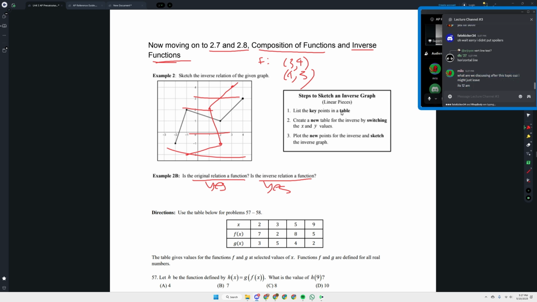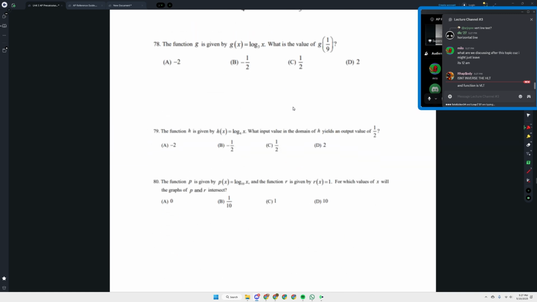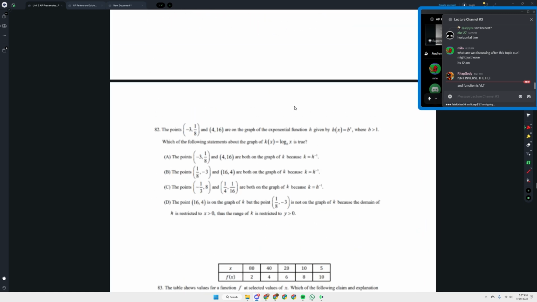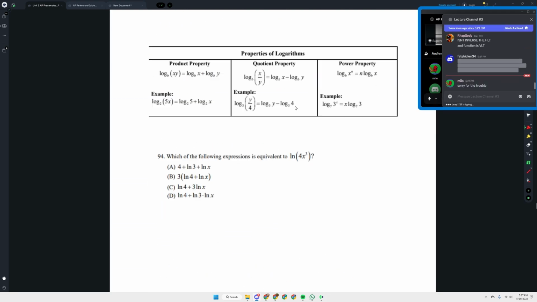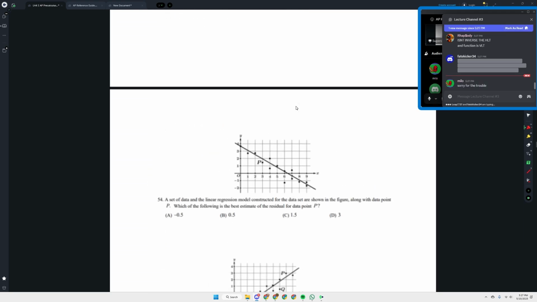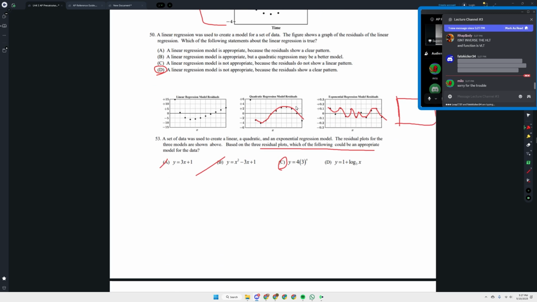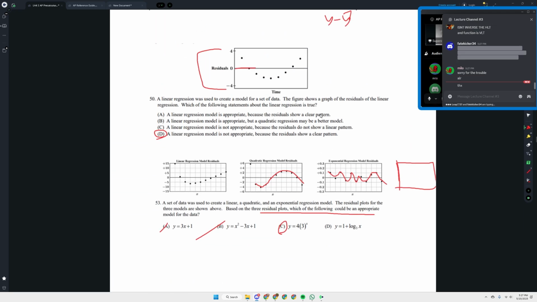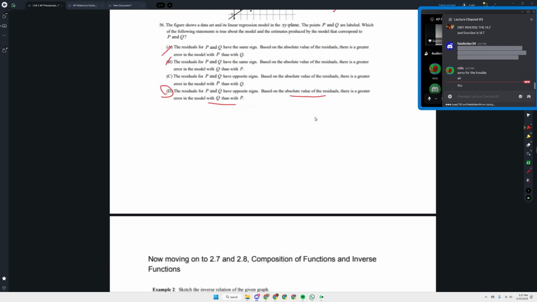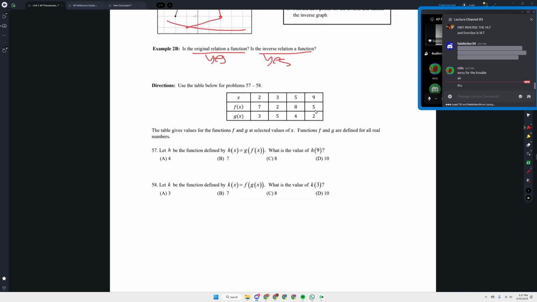After this topic, we're going to talk about logs, then equations, then inequalities, and semi-log plots. Equations, inequalities, and semi-log plots pretty much for the rest. And logs, because we haven't done logs yet.